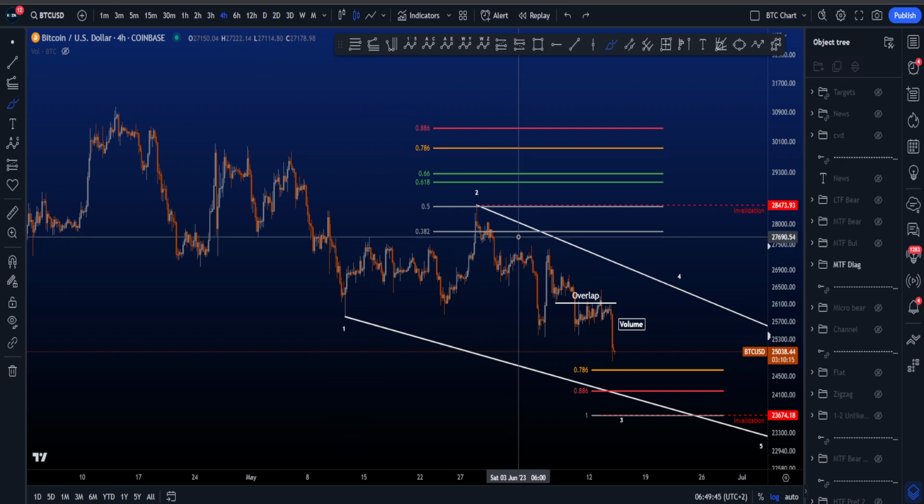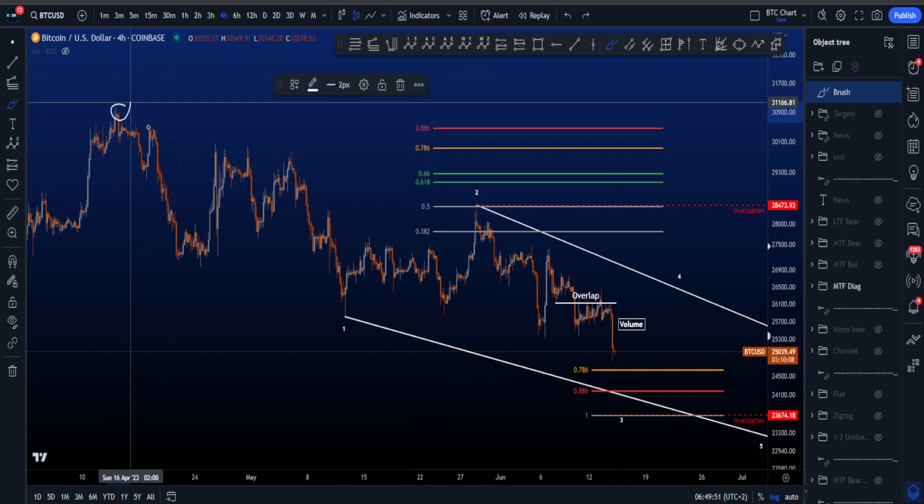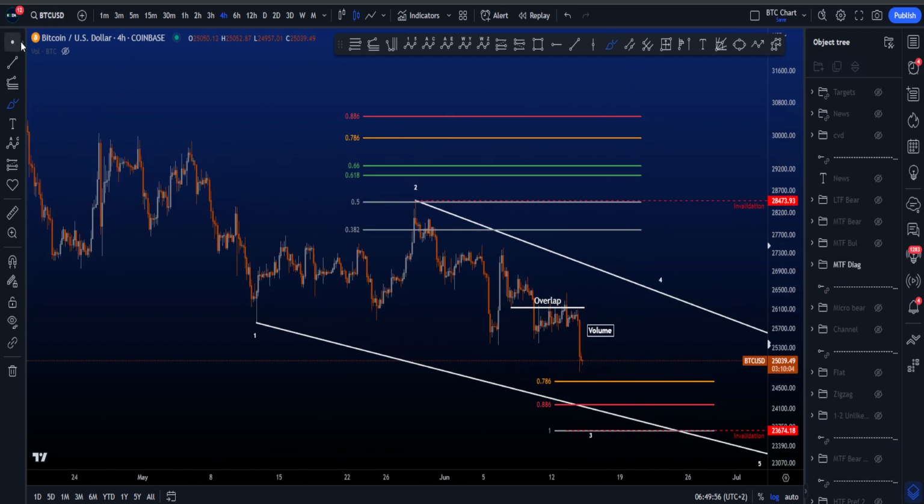Now for me, this is an alternative scenario, not preferred, for two main reasons. First of all, this wave 2 retraced to the 0.5 Fibonacci, taken from the high to the low of 1, which is a rare target for a wave 2 in a diagonal, with the more common targets being between the golden pocket and the 0.886.